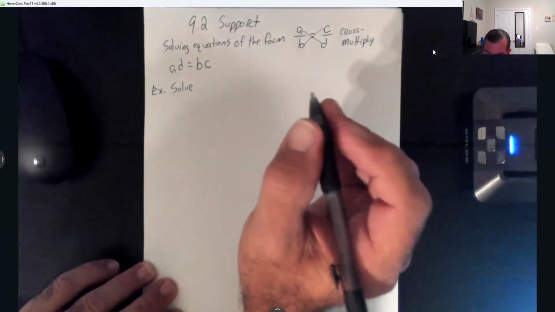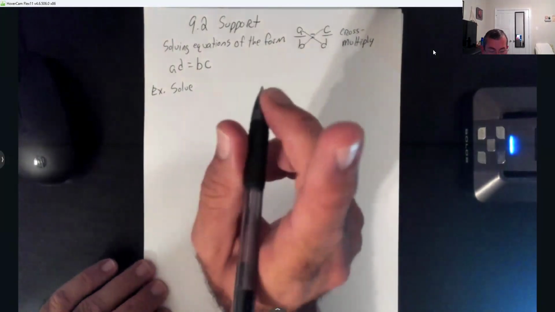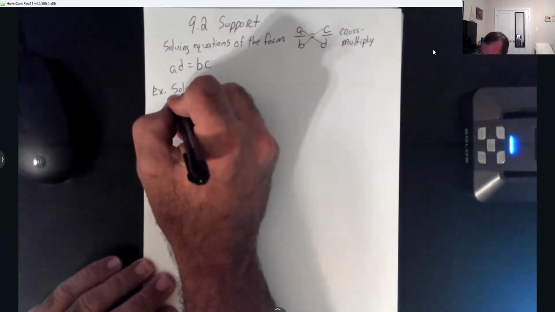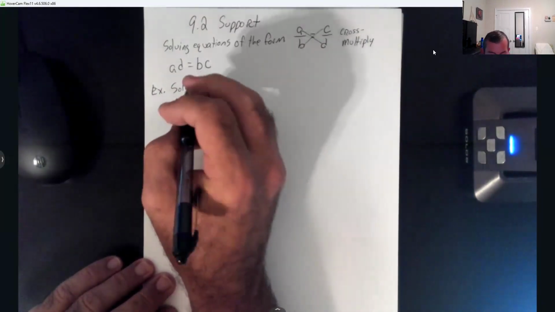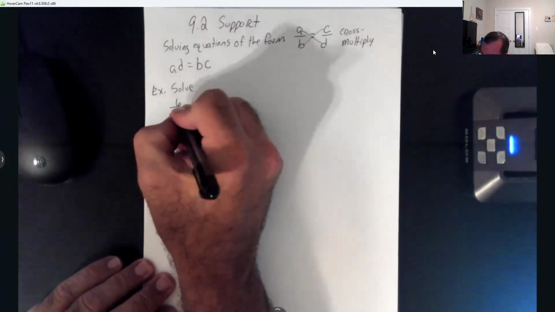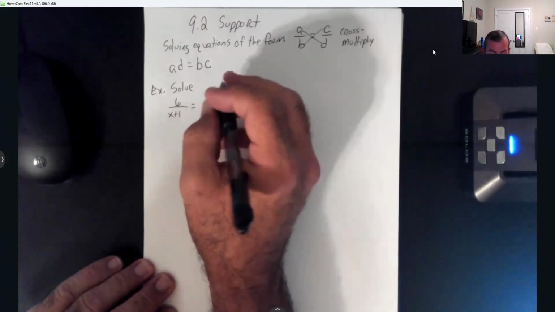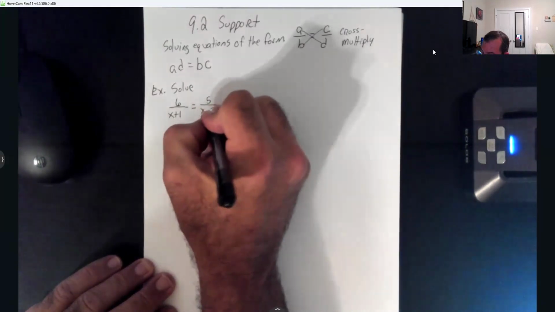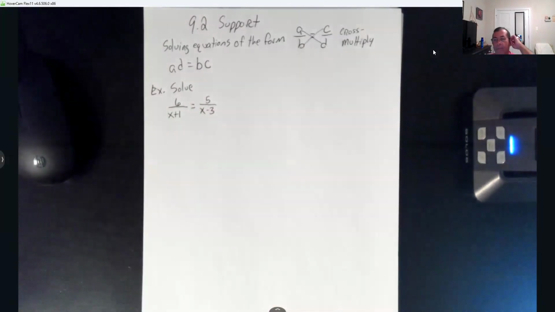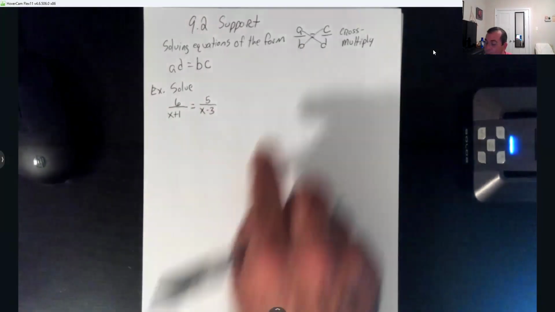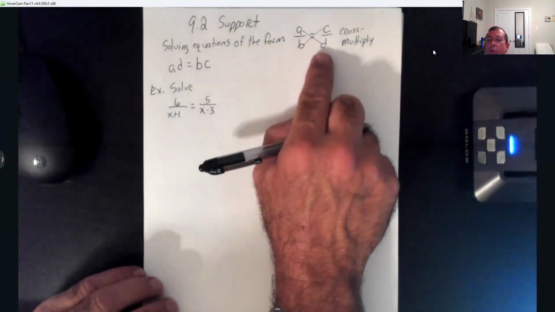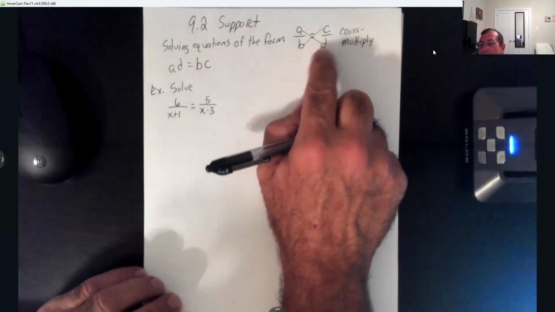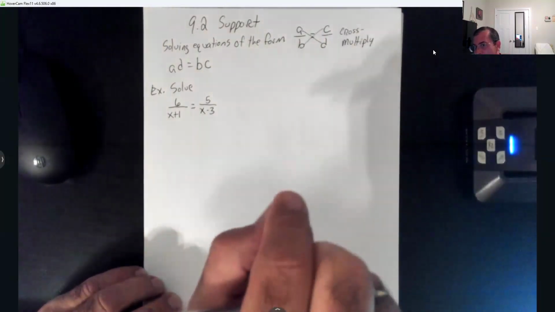So on these ones, we're just going to solve. I'll do a couple off the beginning. So y'all, this one has 6 over x plus 1 equals 5 over x minus 3. Now, this only works when you got one fraction equal to a fraction or one fraction equal to just a number. Because remember, a number I can make look like a fraction by putting a 1 under it, okay?